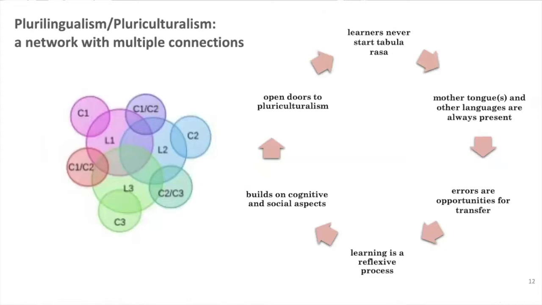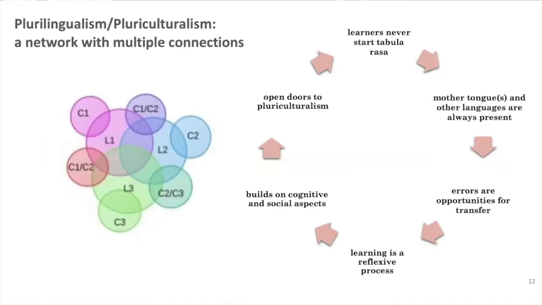Every time you learn a language, you have at least another language, and probably in that language you have dialects and you have different sociolects also. And so the mother tongue or tongues, because we have more and more increasingly students that have more than one language, are always present. And the errors are in reality opportunities for transfer. They are not bad things that need to be suffocated, but they are opportunities for transfer. So learning is a reflective process.